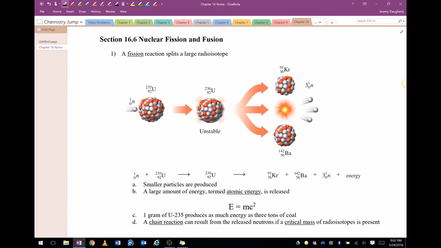Section 16.6, Fission and Fusion. So the big thing, I just want you to know the difference between fission and fusion. Fission is when we take a large radioisotope and we split it up.